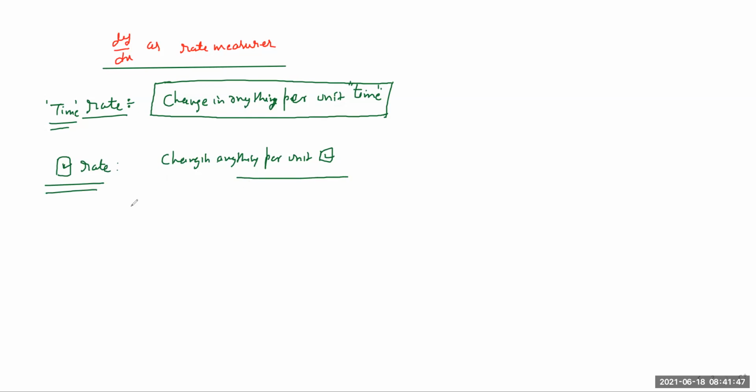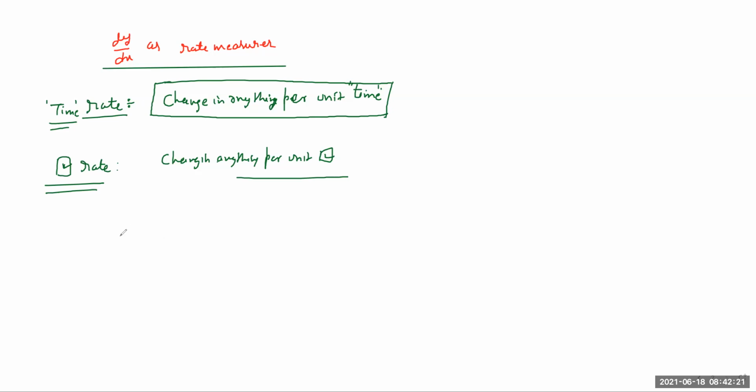But rate is not only restricted to time. The rate is also taken with respect to distance. It may be taken with respect to velocity. It can take any variable. It need not be just time. But as long as I'm just saying rate and I'm not mentioning something else, you are supposed to take time. Okay, so the rate dy by dx is of course change of two variables.